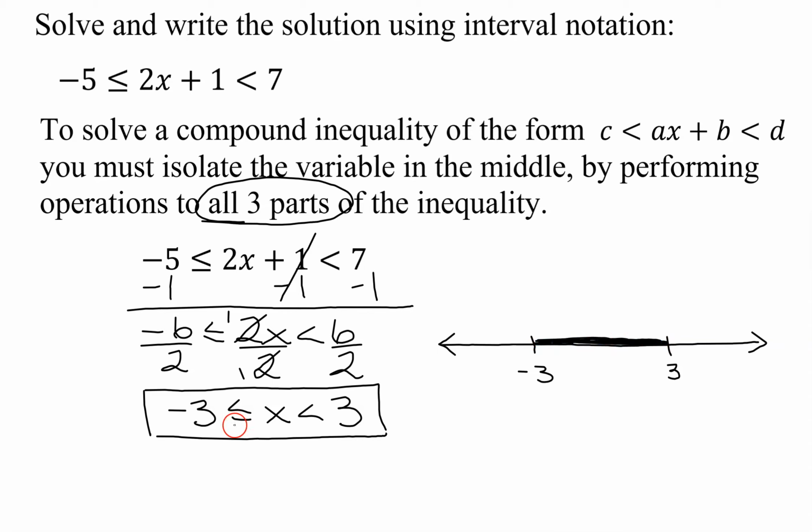What do I put on the endpoint at -3? Since it has the equals, you're going to use a square bracket. And on the +3, no equals, you'll use a parentheses. So what is my interval notation? Square bracket -3, comma, +3 parentheses.